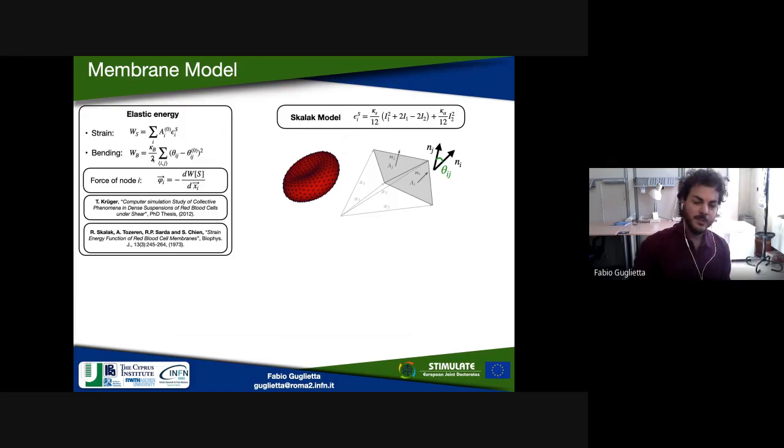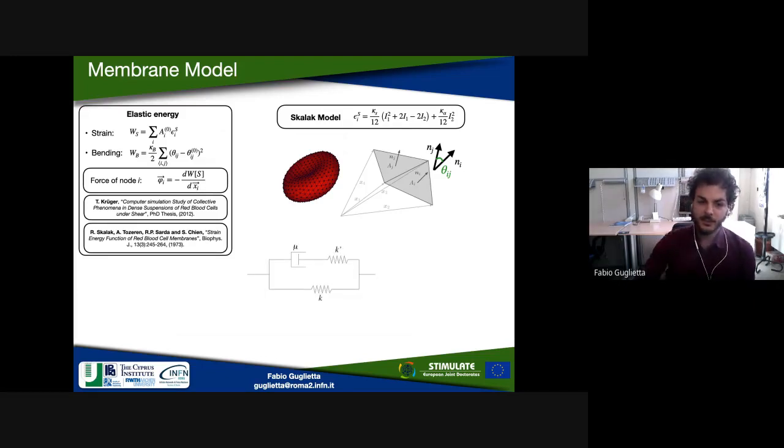While for the bending term, we adopted the Helfrich formulation. And here, this is an angle, theta ij, that is the angle between two elements. So those are the normals of the elements, and this is the angle between these two normals. The idea of the bending term is to ensure the recovery of the shape at rest. So once we have the free energy of the membrane, we can compute the force on the nodes just by computing the derivative of the free energy with respect to the position of the single nodes.